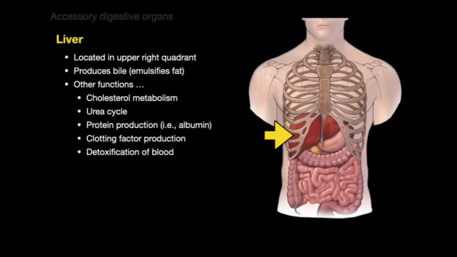Now, the liver has over 200 functions, but I'm going to name some. It has functions such as cholesterol metabolism, the urea cycle, blood detoxification, clotting factors, and protein synthesis too.